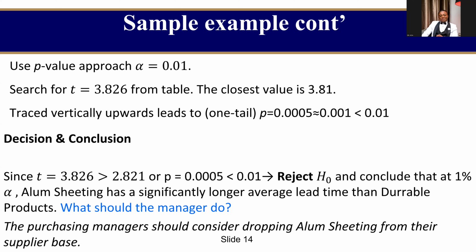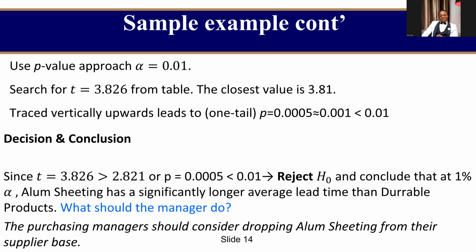So you see here, you subjected this, but ladies and gentlemen, something has led to all of these results. Why is it that we are saying that alum sheeting should be dropped? Part of the reason for this might be because we have a smaller sample size. Maybe if the sample size for both were bigger than 30, we would have gotten a better perspective of the matter. But as it stands, looking at the data alone, alum sheeting has to go.